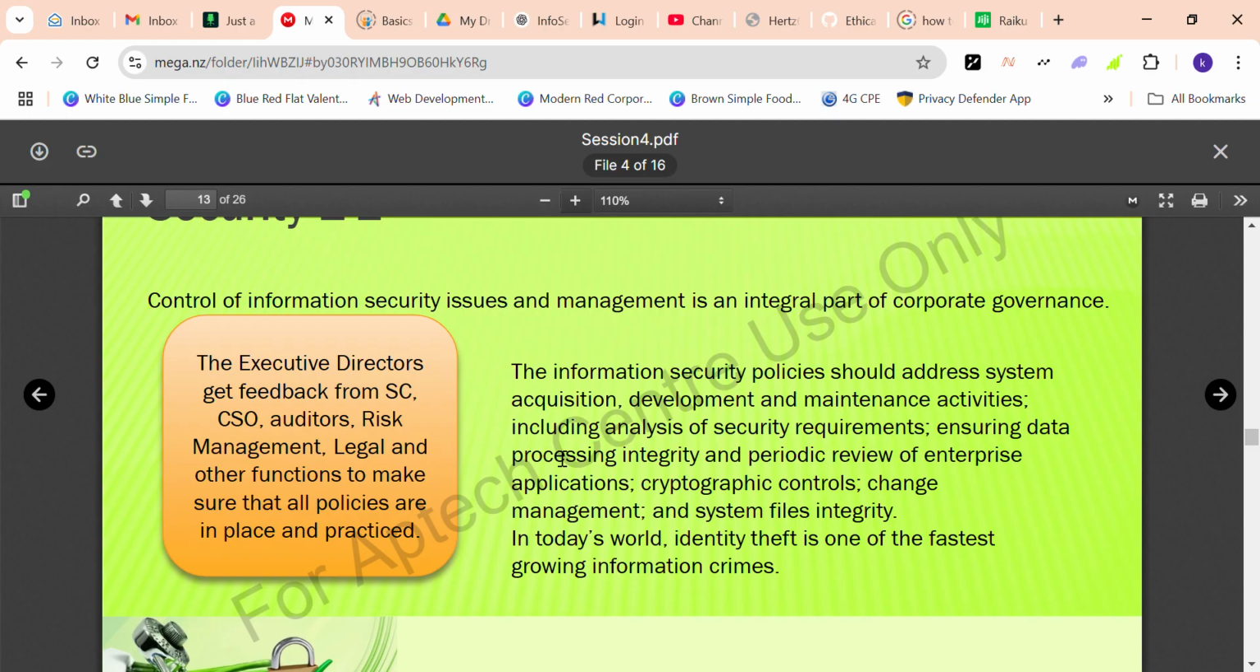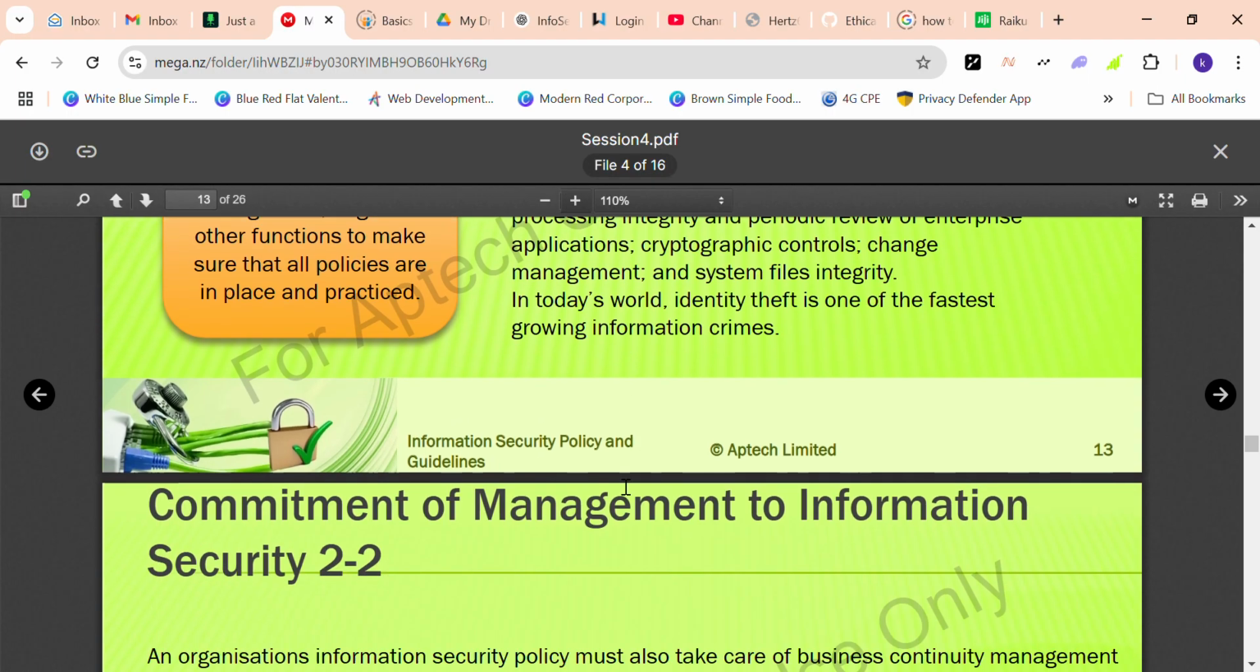The information security policy should address system acquisition, development, and maintenance activities, including analysis of security requirements, ensuring data processing integrity, and periodic review of enterprise application. Cryptography controls, change management and the system file integrity. In today's world, identity theft is one of the fastest growing information crimes. Identity theft. So these are the things we have to put in place.